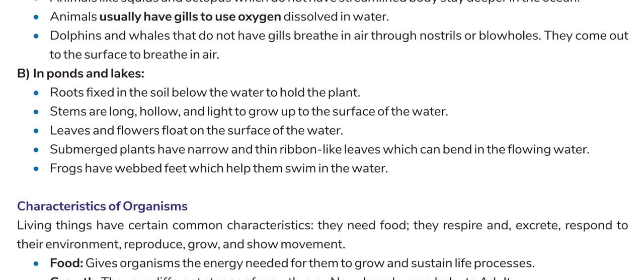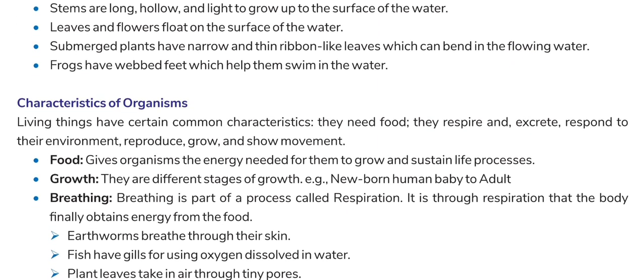B. In ponds and lakes, roots are fixed in the soil below the water to hold the plant. Stems are long, hollow, and light to grow up to the surface of the water. Leaves and flowers float on the surface of the water. Submerged plants have narrow and thin ribbon-like leaves, which can bend in the flowing water. Frogs have webbed feet, which help them swim in the water.